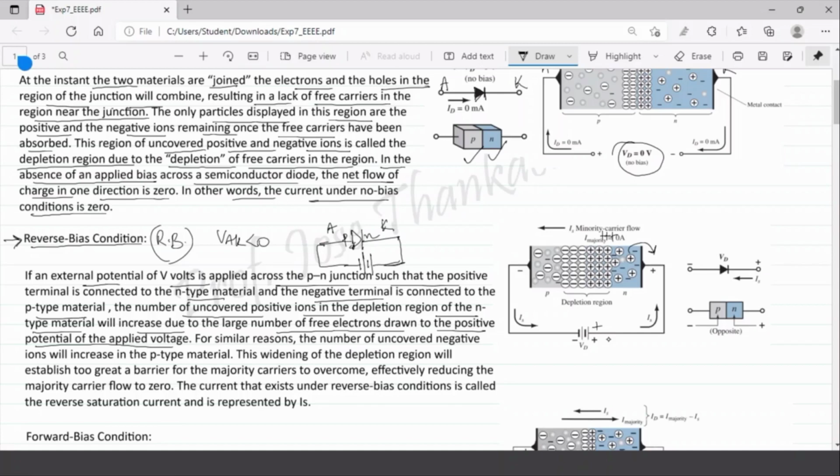What happens on the other side, in the P-type? Negative is connected to the P-type material, and P-type material has holes as the majority. So what will happen to these holes? They will get attracted toward this negative charge and get neutralized. As a result, they will leave behind electrons, negative charges. So you can see more negative charges are now being formed at the junction.